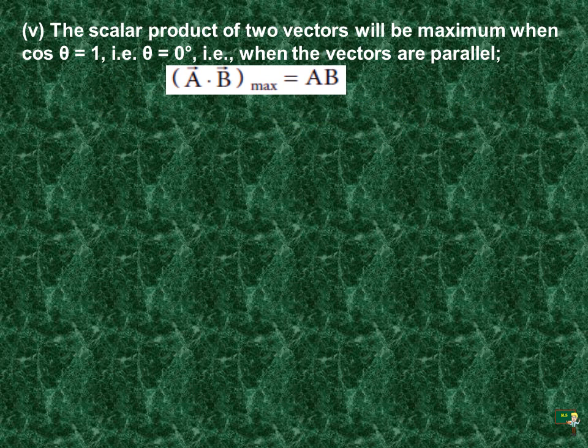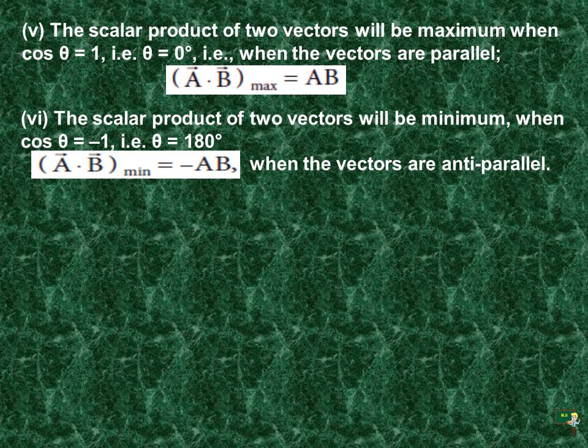The fifth point, the scalar product of two vectors will be maximum when cos theta is equal to 1. That means theta is equal to 0 degree, that is when the vectors are parallel. A vector dot B vector, the whole bracket max, is equal to AB. Sixth one, the scalar product of two vectors will be minimum when cos theta is equal to minus 1. And if you want to have minus 1, then the angle should be 180 degree. A vector dot B vector minimum is equal to minus AB when the vectors are anti-parallel.